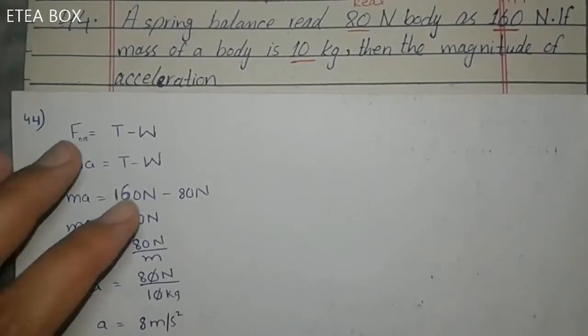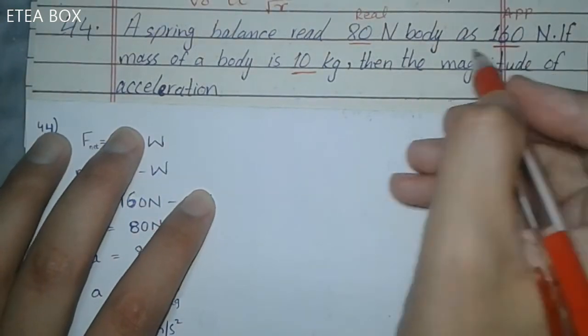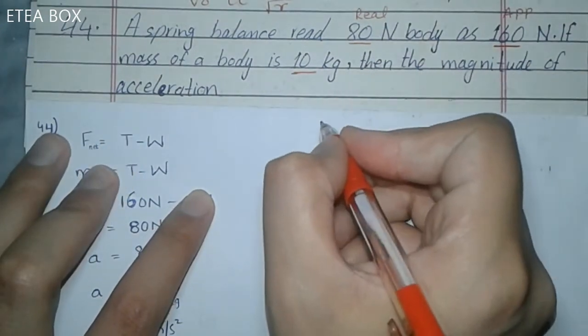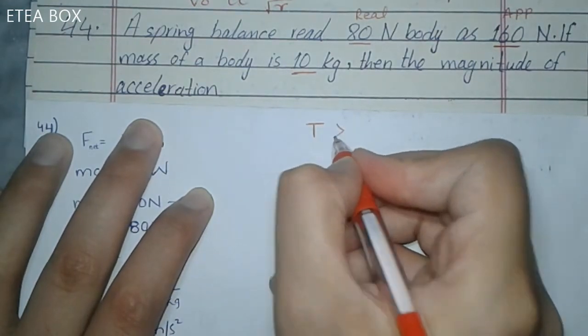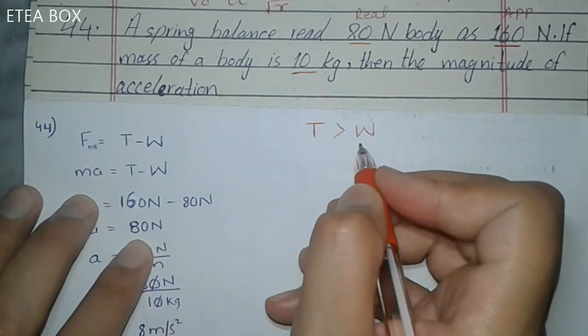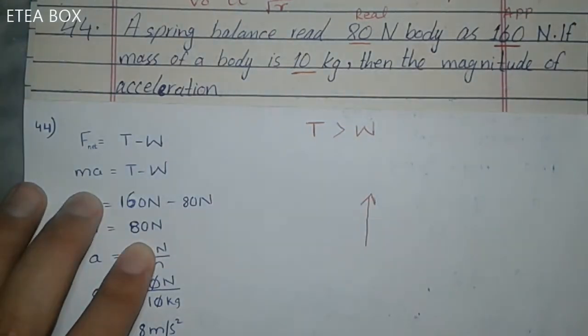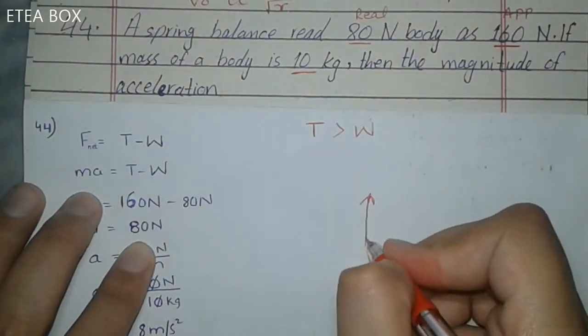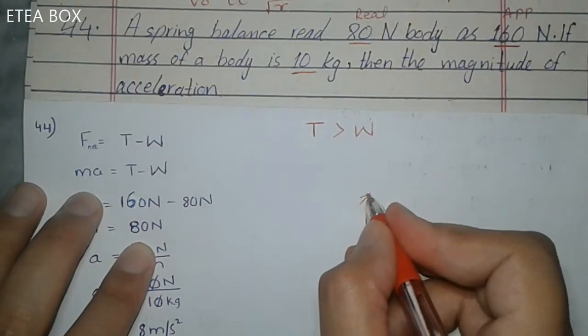Now, keep one thing in your mind, that when the apparent weight is greater than the real weight, look, what is apparent weight? It's a tension, okay? When tension is greater than real weight, apparent weight is greater than real weight, then what does it mean? It means that the body is accelerating in upward direction.